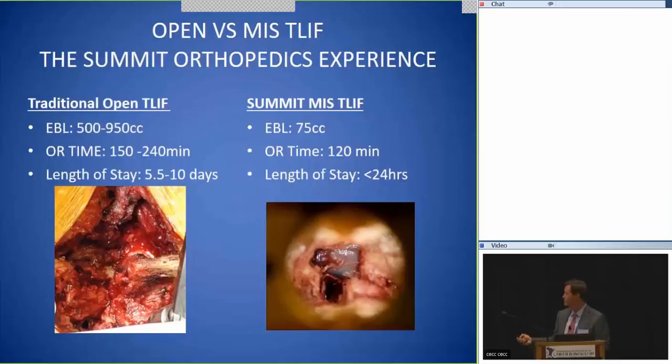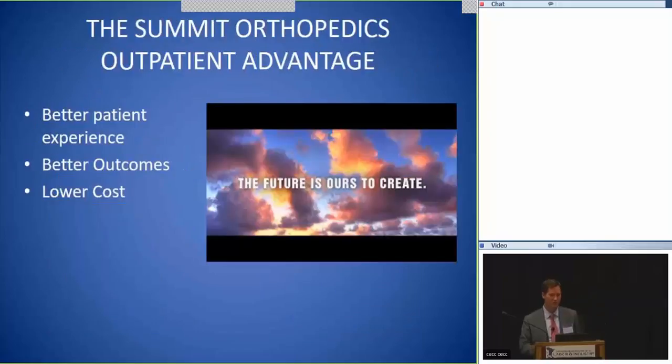Well, at our center, our average blood loss is 75 cc's, again showing that dramatic difference in blood loss. Our operative time for a one-level fusion is 120 minutes door to door. Okay? The whole operation usually takes less than 90 minutes. Length of stay is usually less than 24 hours. So huge paradigm shifts in how we think about things and how we do it. At the end of the day, this is all about providing the best patient experience, providing the best outcome you can at a lower cost.